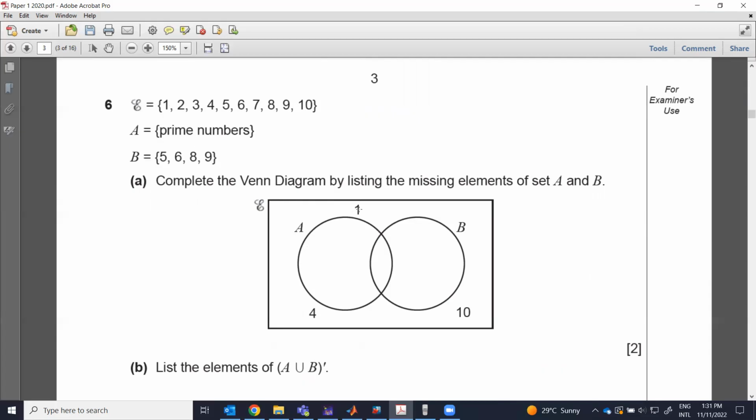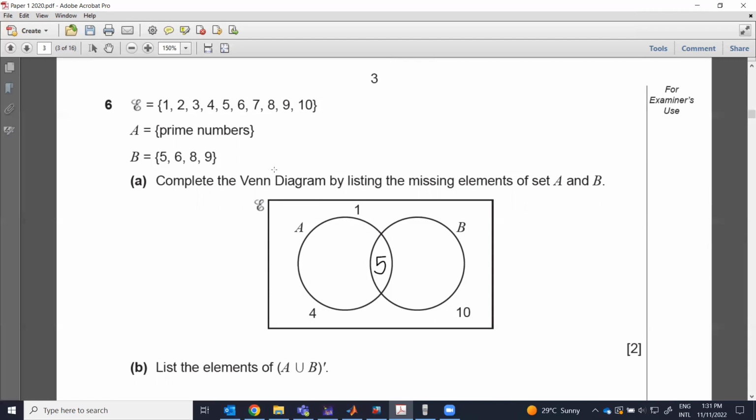So you can see the number 1 is here. You mustn't see another 1 maybe over here. There must be only one number 1, one number 10, and so on. So what you should always do is try and find all the numbers that are in both A and B. So A is prime numbers, and B contains the numbers 5, 6, 8, and 9. So you look at B, which of these numbers are prime? 5 is prime, 6 is not, 8 is not, 9 is not. So in the intersection, here we're only going to have 5.